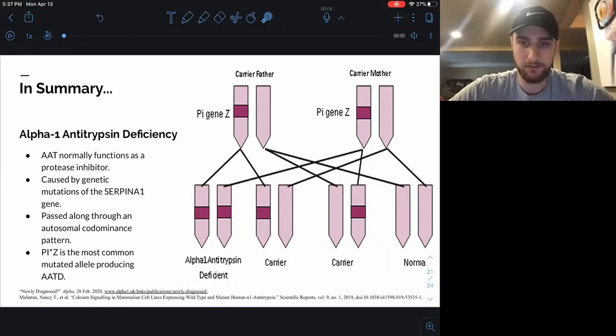This disease most commonly affects individuals of European descent, about 1 in 1,500 to 3,500. And PiZ, the most common mutated allele, causes the most severe form of AATD. Next.